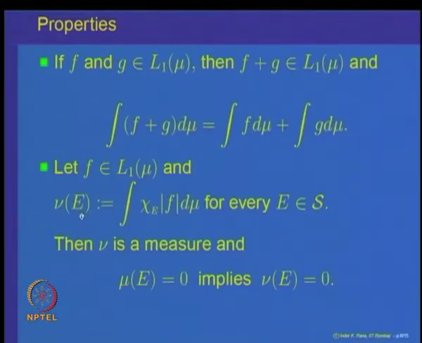So, nu of E is a finite measure for every E, the function chi E times mod of f is less than or equal to mod f. So, this integral is going to be less than or equal to integral of mod f, which is finite. And obviously, for non-negative functions, we have already proved this property that if mu of E is 0, then the integral over E is equal to 0. So, this property follows from our earlier discussions.